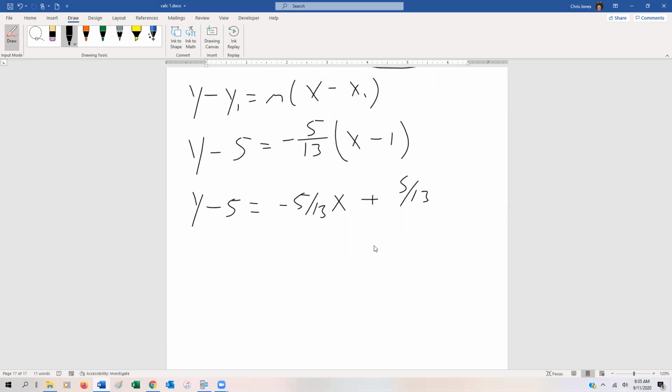And then the last thing we're going to do is add 5 to both sides. So plus 5, 5/13 plus 5. Now, we don't want the decimal. I know it's easy to stick it into the calculator and get a decimal, but let me show you what to do with this so that MyMathLab does not reject your answer.